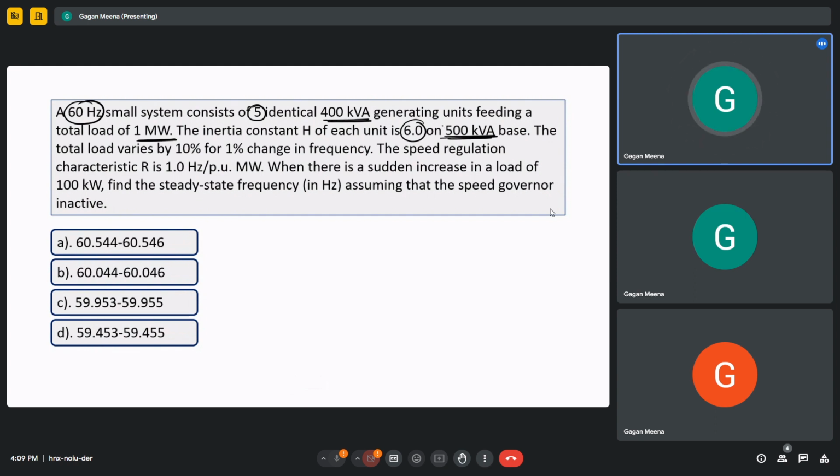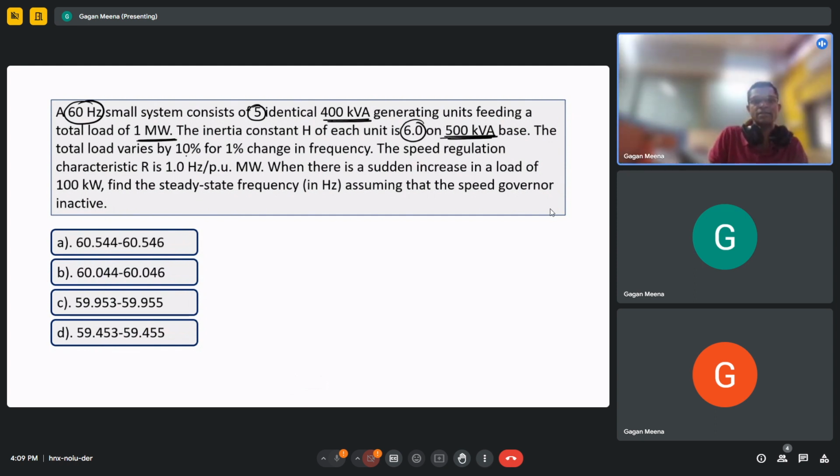6, and then total load varies by 10% for 1% change in frequency. This is giving us information of D. Speed regulation R is given as 1.0 hertz per unit megawatt. So when there is a sudden increase in load of 100 megawatts, that is equal to 0.1 megawatt. You have to find out the steady state frequency.